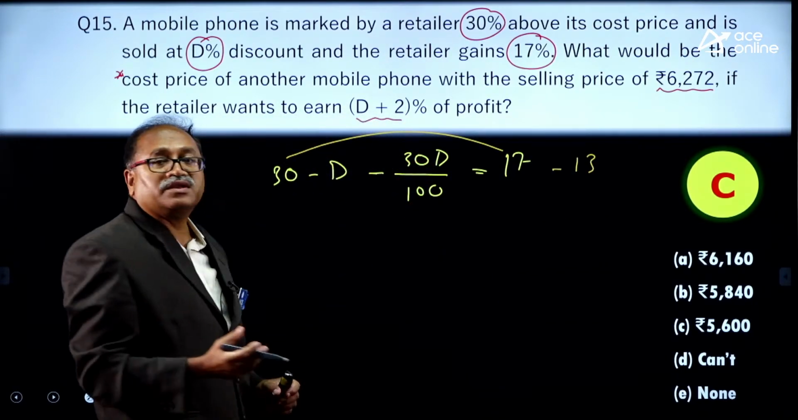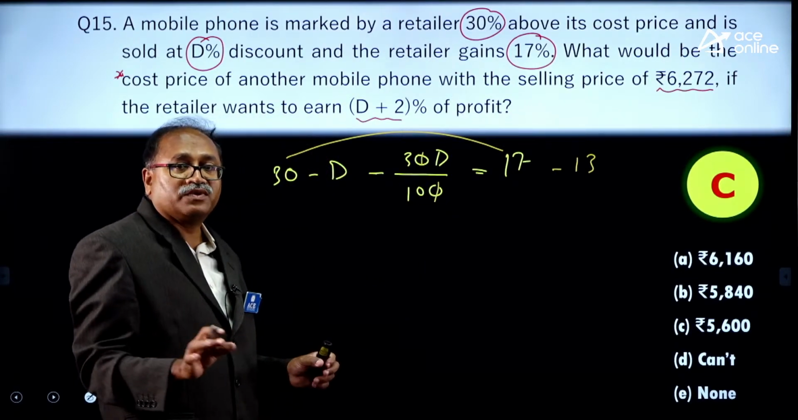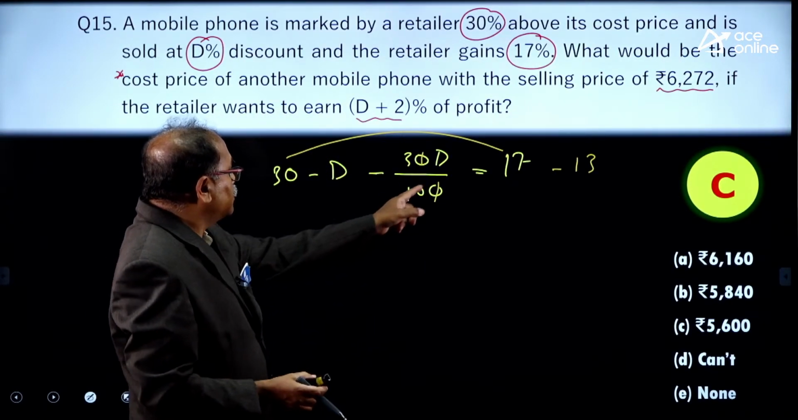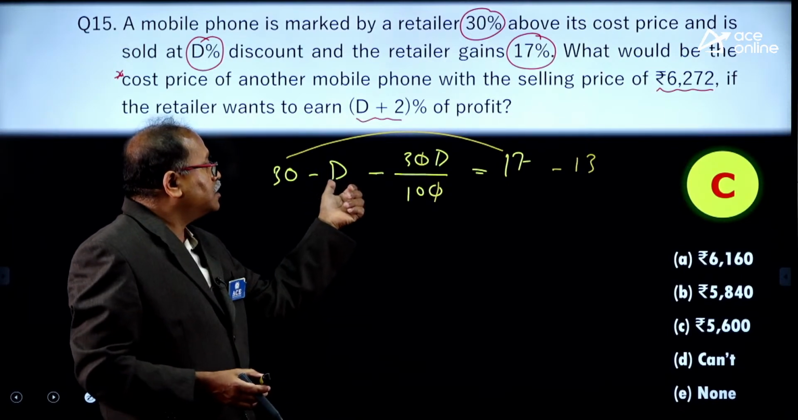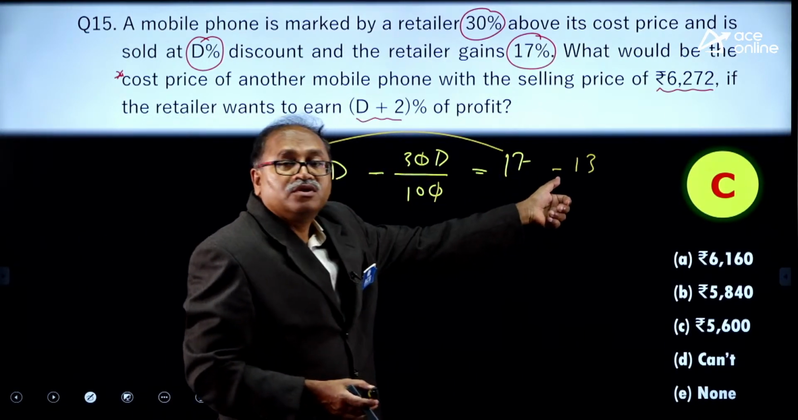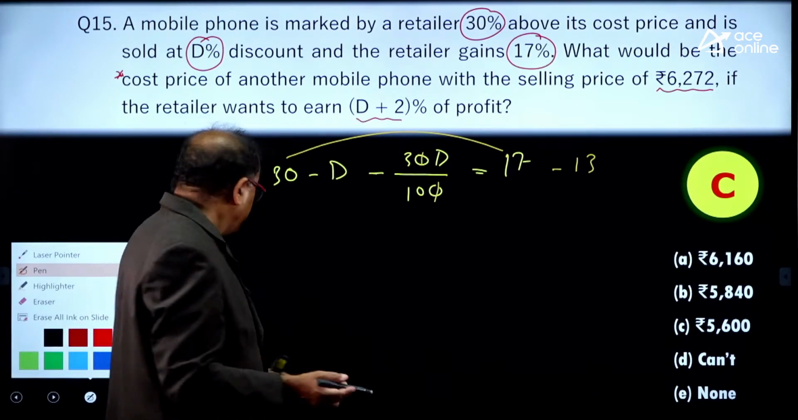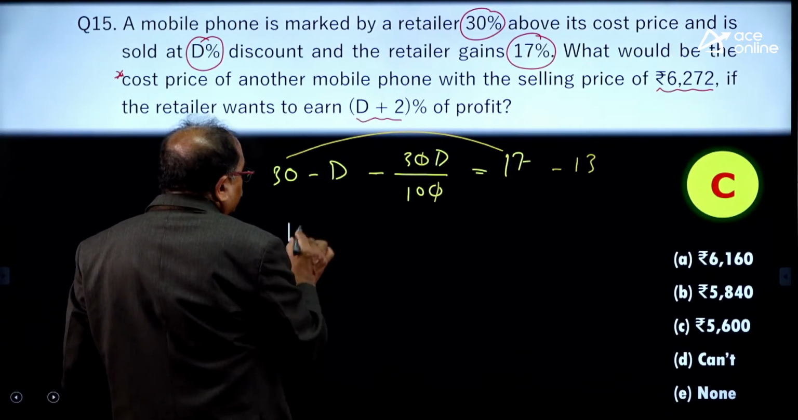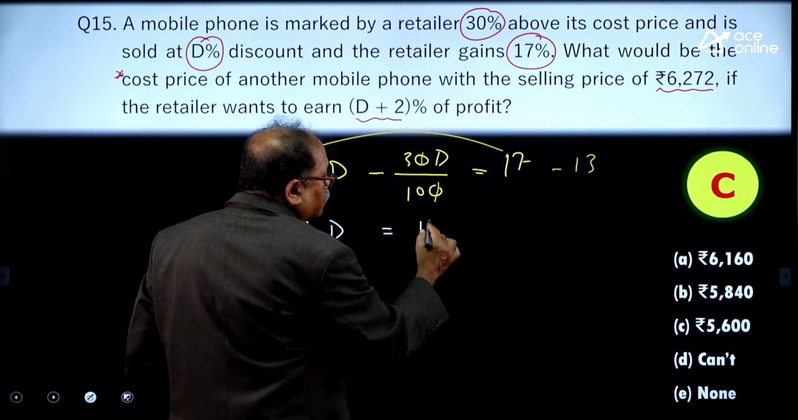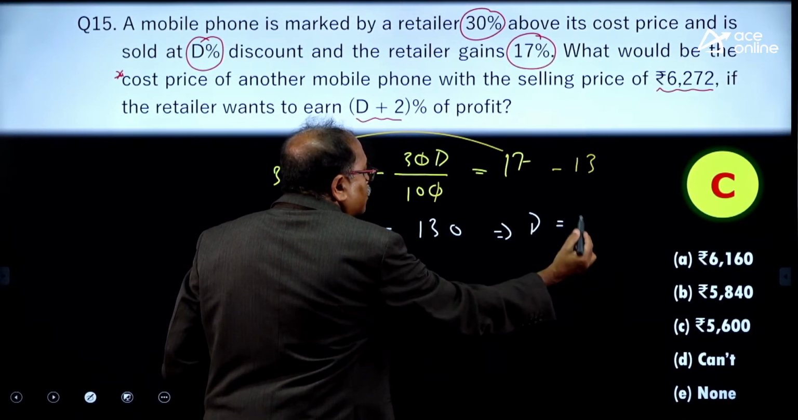Both left and right hand side is minus 13. So, the minus will be eliminated. Here it is 10 and here I see 10D and 3D, that is 13D. 13D is equal to 130. So, D is equal to 10. 13D is equal to 130, then what is the D value? The D is equal to 10.